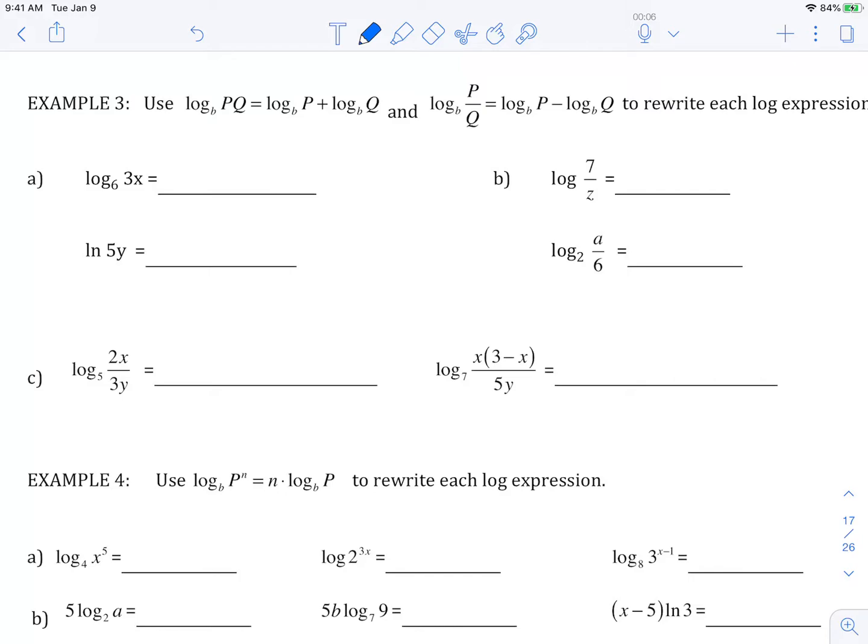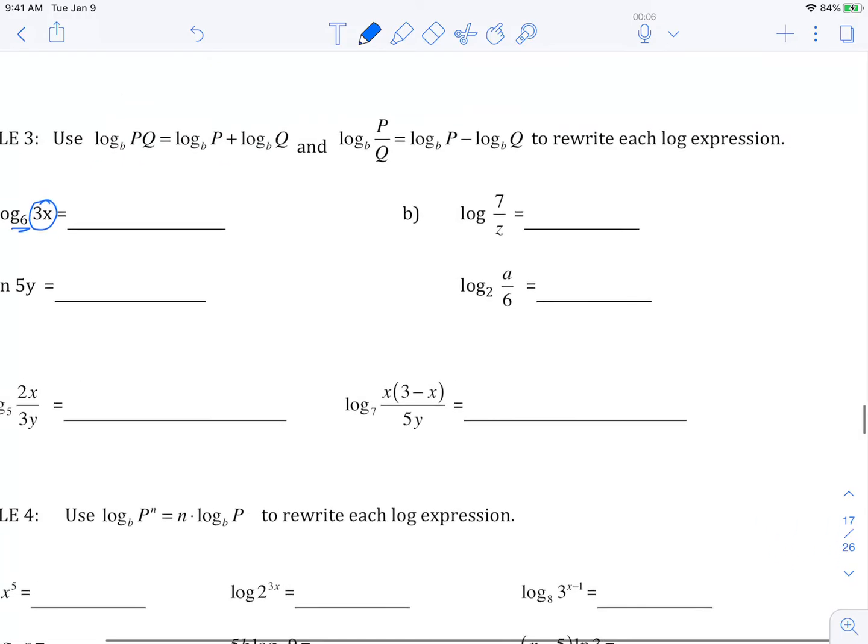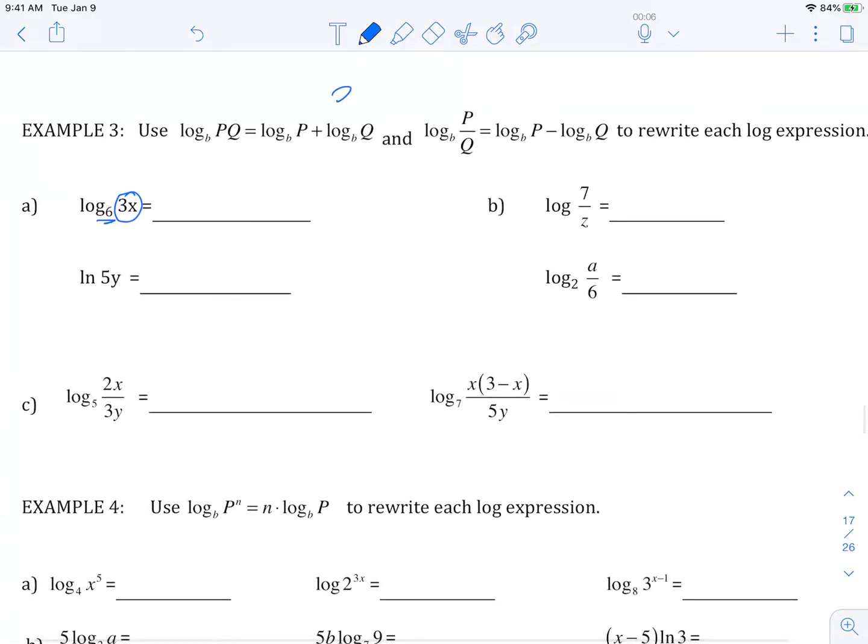Okay, welcome back. This is part two of the first section 6.5 of week 2. So now we're just going to go in reverse here. So we have base 6, which again, it doesn't matter what the base is. What we're focusing on is the fact that this is a product of two terms, 3 and x, and we call this expanding. They're saying rewrite each log expression, but we call this expanding.